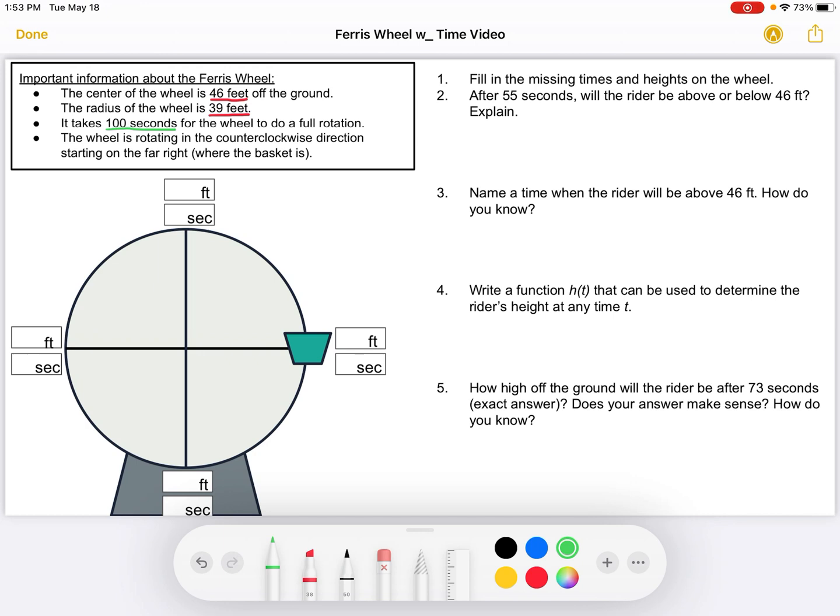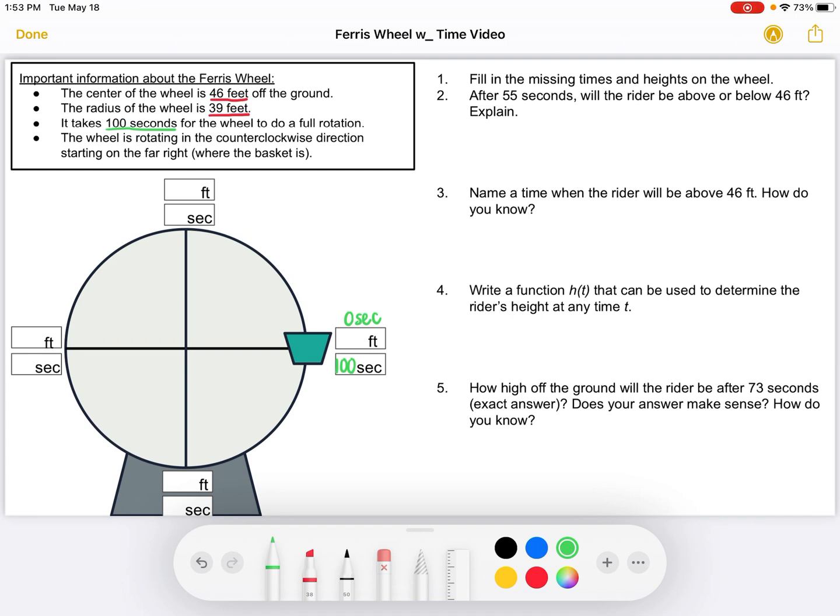So I'm going to start by filling in the missing time. So it takes 100 seconds to do a full rotation. So I'm going to put 100 over on the right because that's where we start and end. So we could also write 0 seconds up here if that helps you remember that's where we're starting. But also when we finish the rotation, it'll be 100 seconds have gone by.